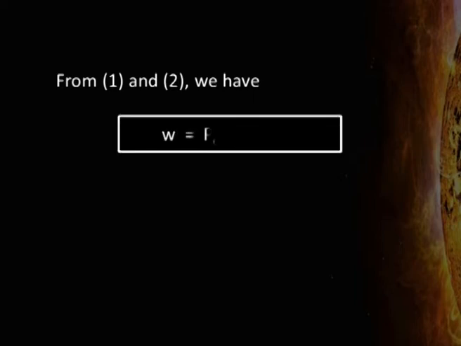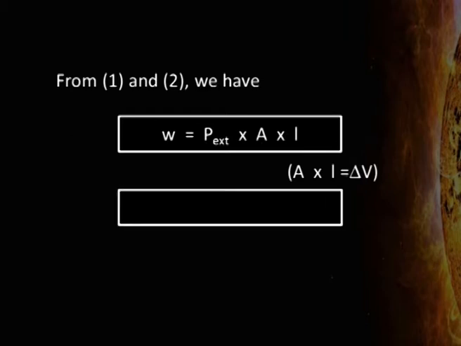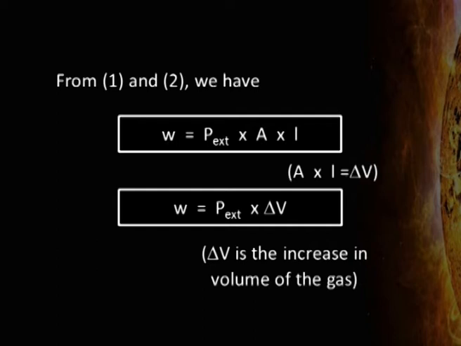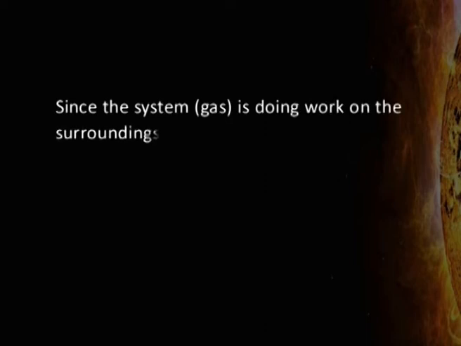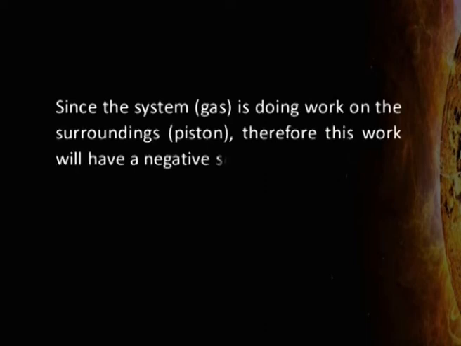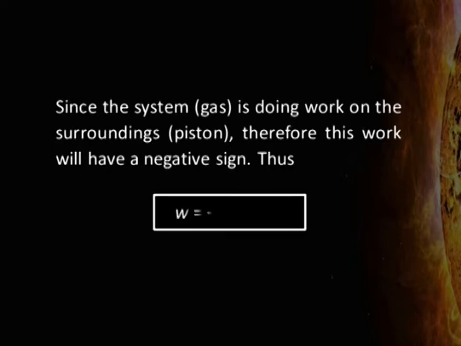From equation 1 and 2, we will have W, that is work, is equal to external pressure multiplied by cross-sectional area multiplied by distance, that is L. Now, A into L is the change in volume. Hence, work will be equal to external pressure multiplied by delta V. Delta V is the increase in volume of the gas during the expansion. Since the system is doing the work on the surroundings, this work will have a negative sign. Hence, W will be equal to minus P external multiplied by delta V.